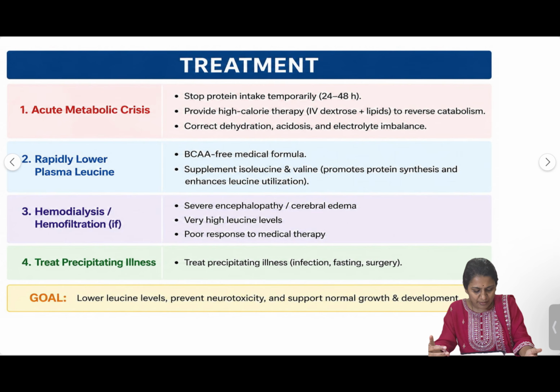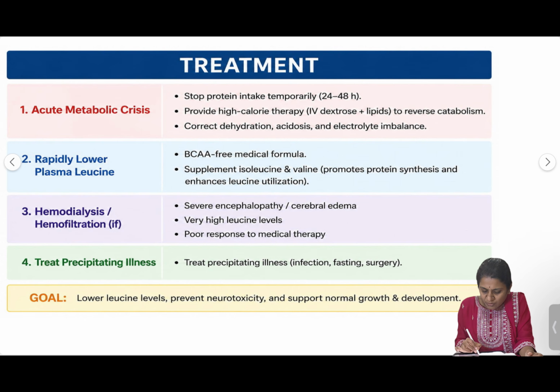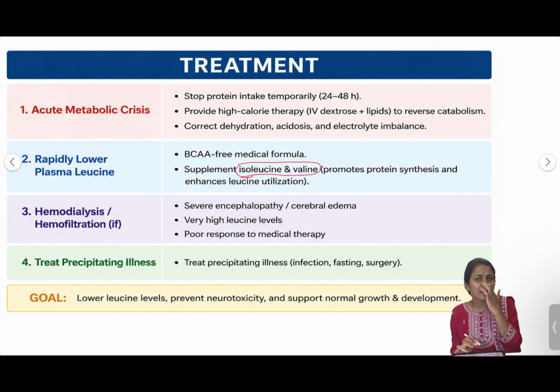Then you should rapidly lower the plasma leucine. So you should restrict the branched chain amino acids. Sometimes you will get branched chain amino acid free formula feeds also. Then you have to supplement with isoleucine and valine. Because there is an excess of them and already a defect in the enzyme, but still Nelson is recommending to supplement some amount of isoleucine and valine.